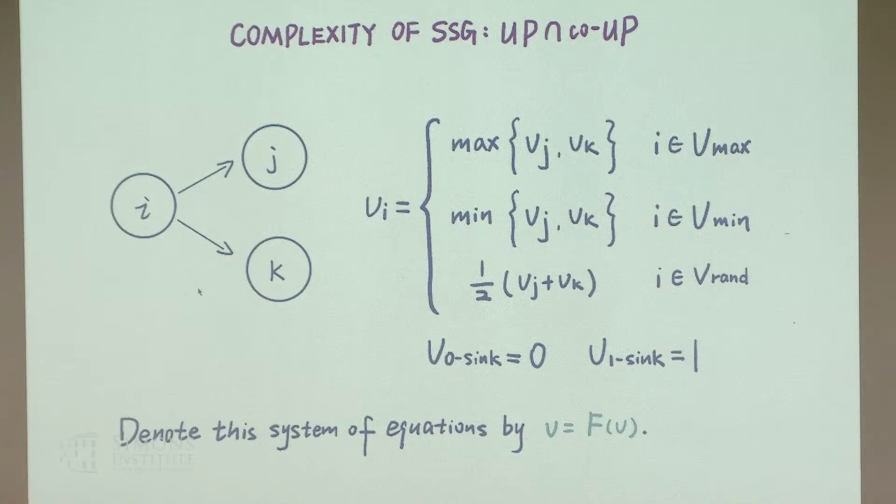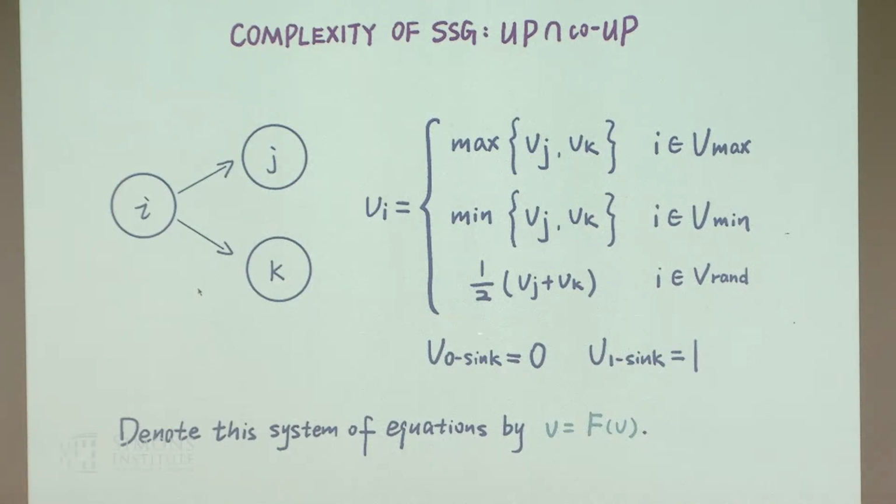To show this upper bound, we will consider reducing this simple stochastic game to a system of max, mean, and linear equations. In particular, suppose we have a node i, and it has two subsequent nodes j and k. We will assign a variable v_i to this node i, and the system of equations is going to be: if i is controlled by the max player, then it's defined by the max of v_j and v_k, where v_j and v_k are variables corresponding to these nodes. Similarly, if it's a mean node, then it's defined as the min of these two variables. If it's a random node, then it's 1/2 of v_j plus v_k.